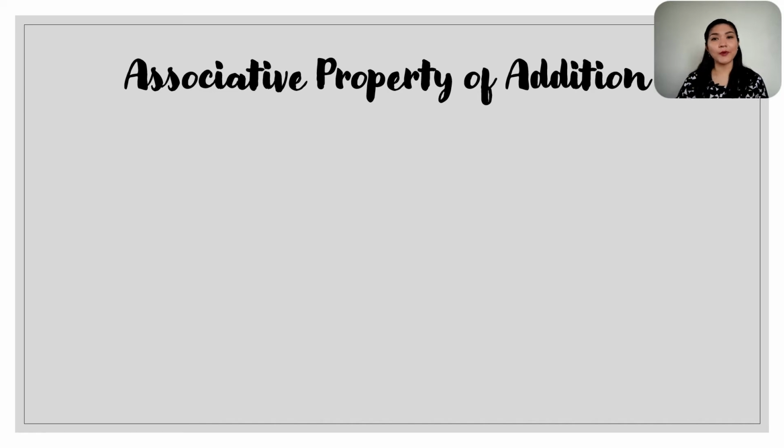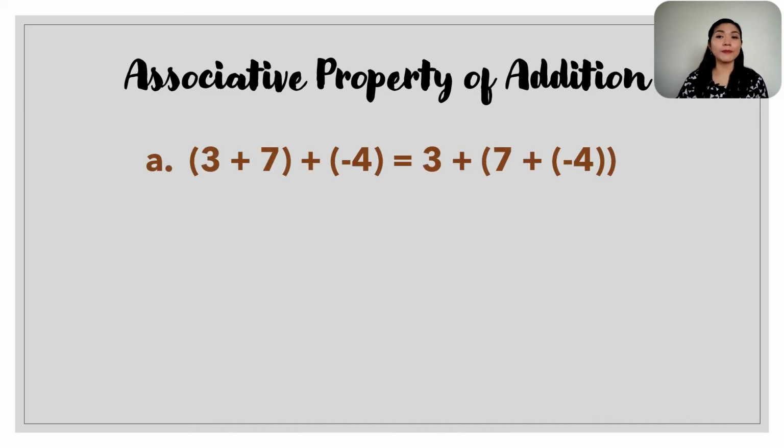Let's have an example. We have the quantity of 3 plus 7 plus the quantity of negative 4 equals 3 plus the quantity of 7 plus negative 4. We change the grouping of the addends from the quantity of 3 plus 7 to the quantity of 7 plus negative 4. Let's see if this holds true to both sides of the equation.